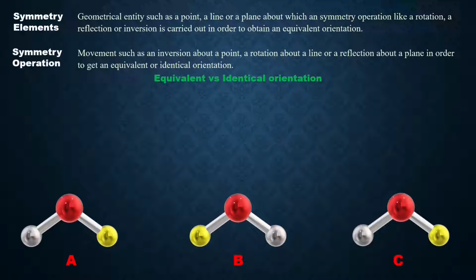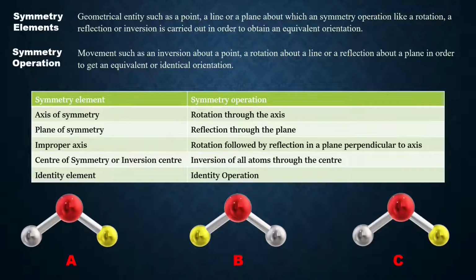In group theory, a symmetry operation is considered valid only if the structure attains an equivalent or identical orientation after the application of the symmetry operation. That means that after the symmetry operation, all the atoms of the molecule must move to a position which was initially occupied by the same atom. Therefore, we can say that a symmetry element is just a geometrical entity such as an axis, a plane or a center, whereas the symmetry operation is the actual movement like a rotation, reflection or inversion through the center.